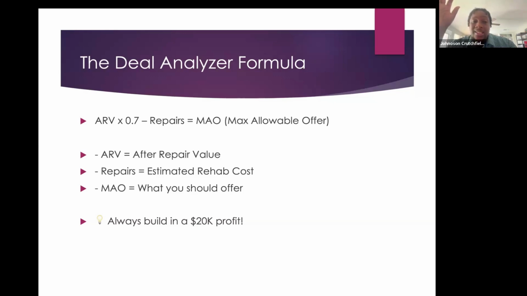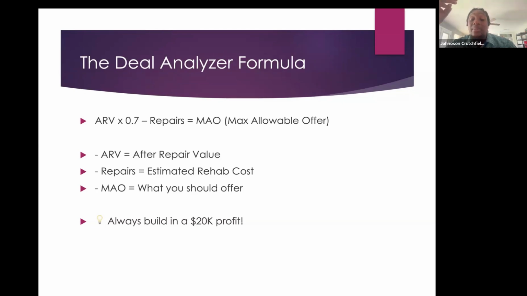So if somebody says, I need to know how to know what a good deal is, just start with the after repair value. That's what ARV stands for. That means what is it going to be worth after you fix it up? Then multiply it by 0.7. Why are we multiplying by 0.7?